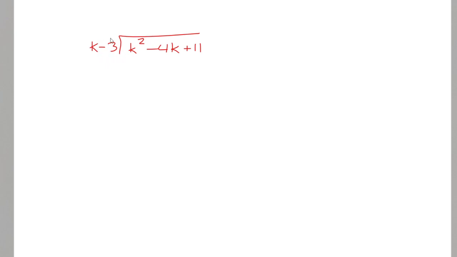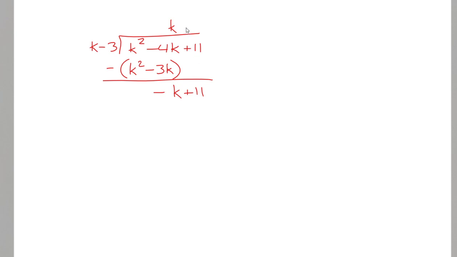Alright, so now that you're back, what do we need to multiply k by to get k squared? We need to multiply by k. K times k is k squared. K times negative 3, negative 3k, and then we're going to subtract. K squared minus k squared cancels. Negative 4k minus 3k, negative 4k actually plus 3k is another way to write that, so we would then have negative k, or negative 1k if you'd prefer, plus 11.